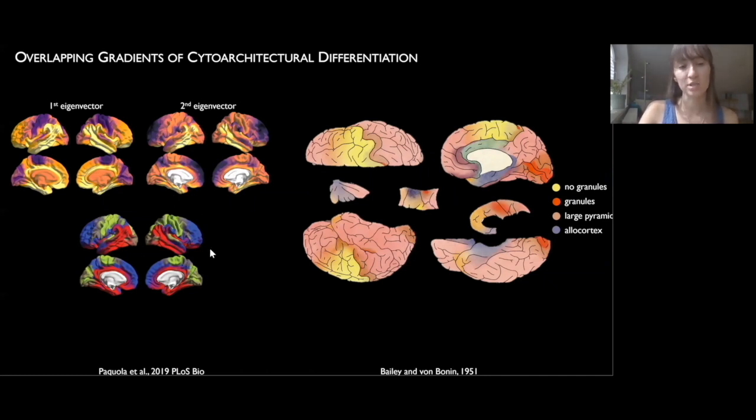And if we combine these, you see a finer resolution differentiation across the cortex. And importantly, this is an overlap of two different cytoarchitectural gradients, which echoes previous work by Bailey and von Bonin, who used this watercolor approach to show how cytoarchitectural features change in gradients across the cortex and can overlap. So for example, if you take the yellow granule feature with the blue allocortical feature, you see that they overlap to define this green cingulate area.